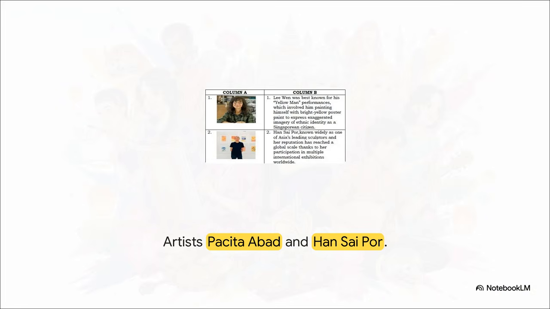First up is the brilliant Pasita Abad from the Philippines. She is legendary for her trapunto quilting technique. Her process involves painting a canvas and then literally stuffing and stitching it so it physically pops out at you, creating this incredibly vibrant three-dimensional effect. Right alongside her is Singapore's Han Sai-por. Working with heavy stone and natural materials, her massive sculptural mediums have really put Southeast Asian three-dimensional art on the global map through major international exhibitions.